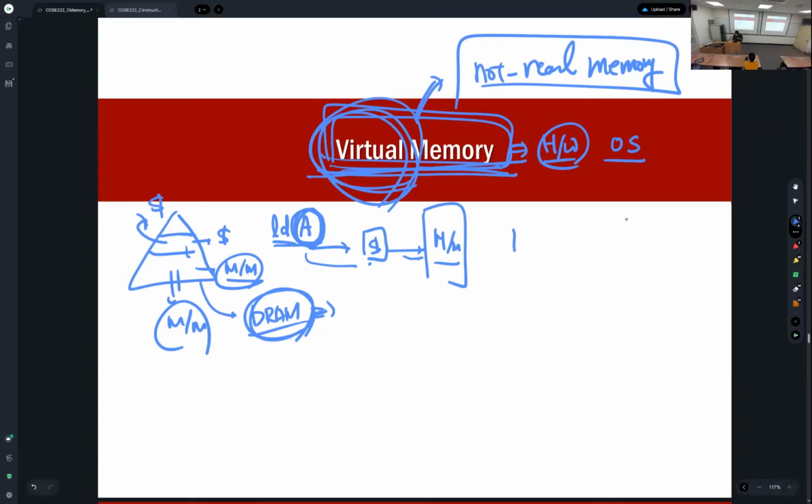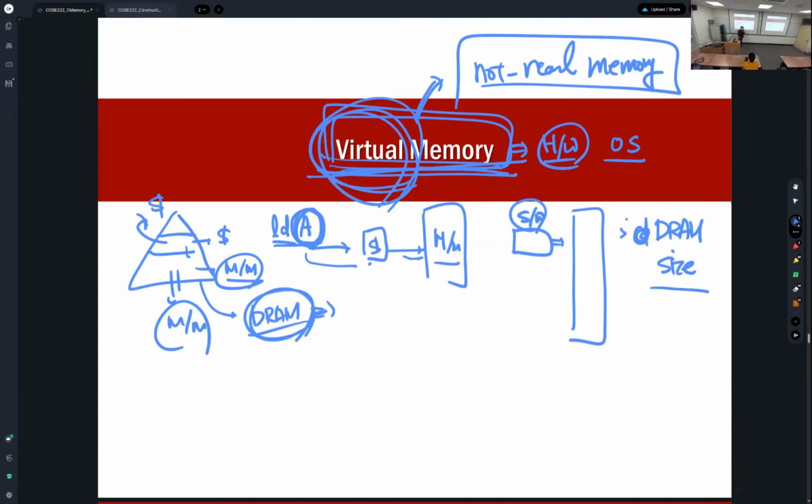But when we design software, we want to access a large amount of data. This size of data can be larger than the DRAM size. So how can you solve this problem? When you design a software application and want to handle large data, but this large data cannot be stored in the RAM, how can you solve this problem?